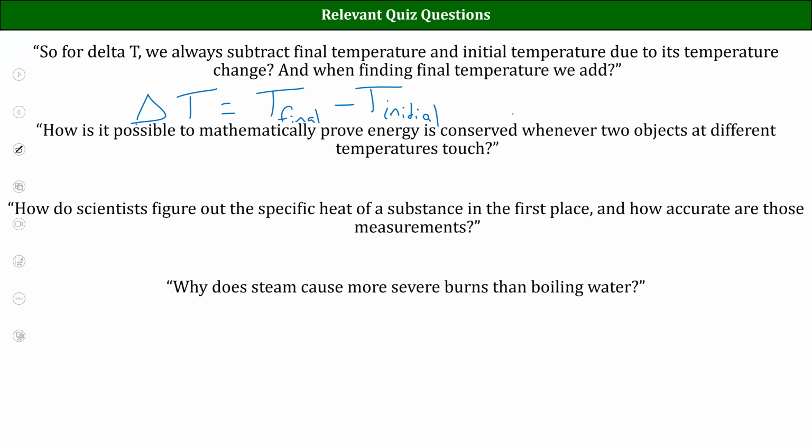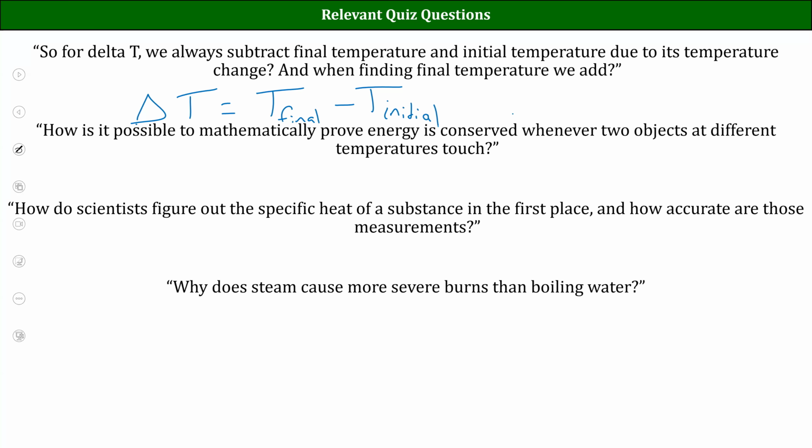So if we're trying to find final temperature, we're just doing the algebra to solve for that piece. Right? If I ask you the final temperature and you know delta and you know the initial, we're just doing a little bit of algebra. Plug in the initial, plug in delta, solve for final. So yes, in this case, it does say when finding final temperature, we add.